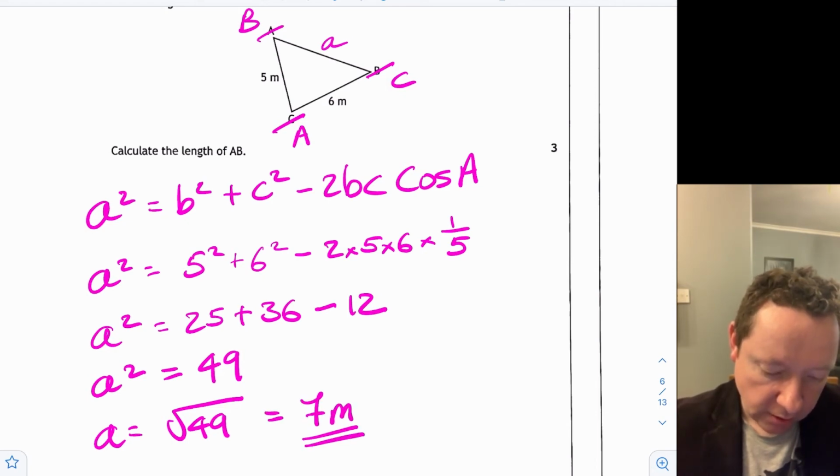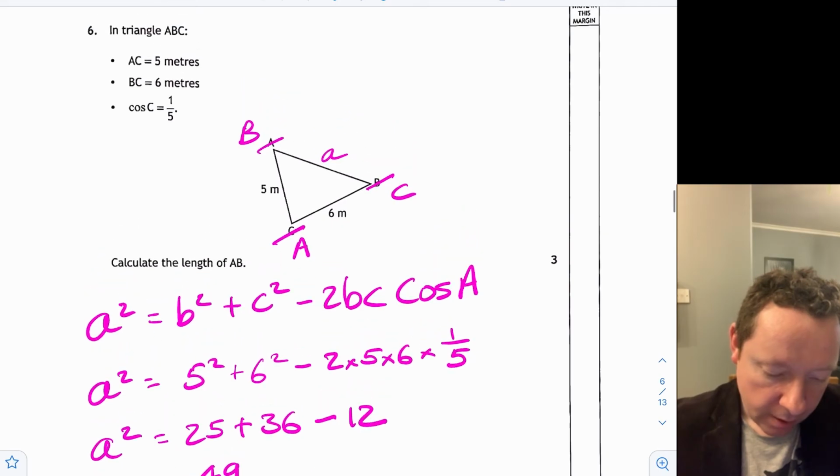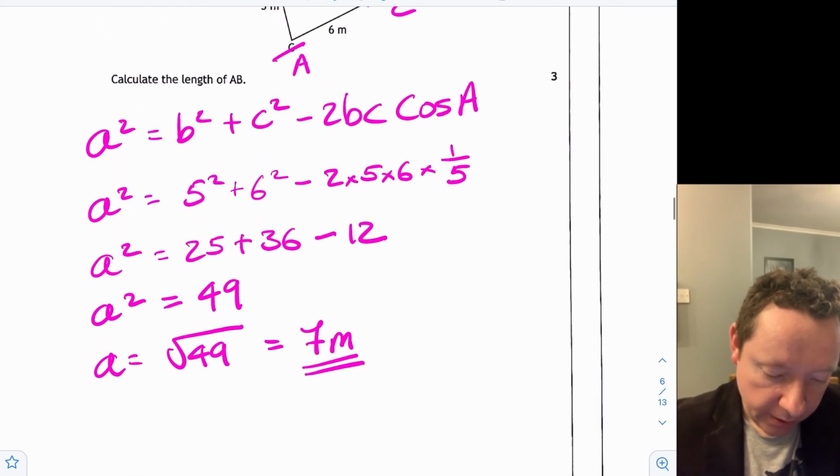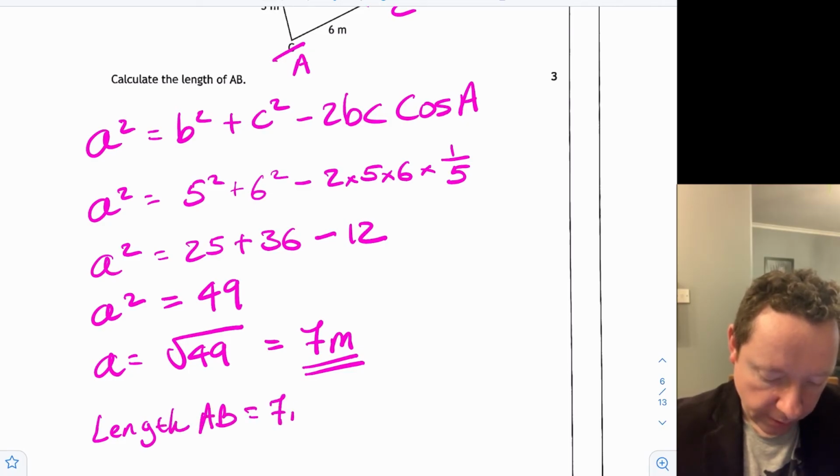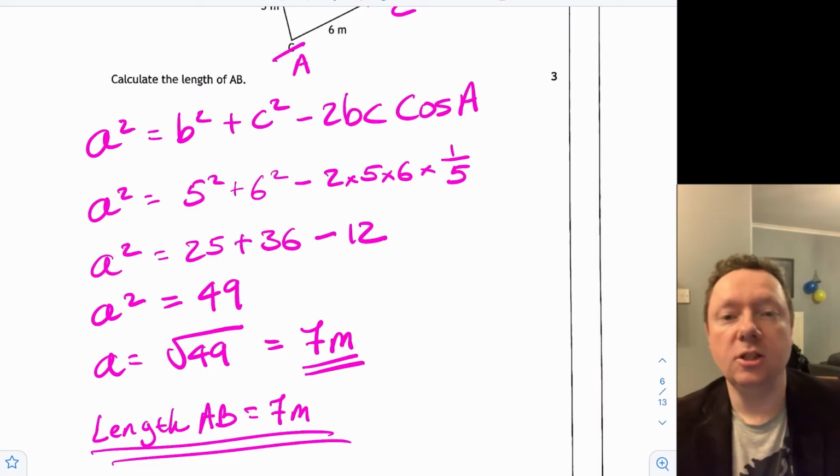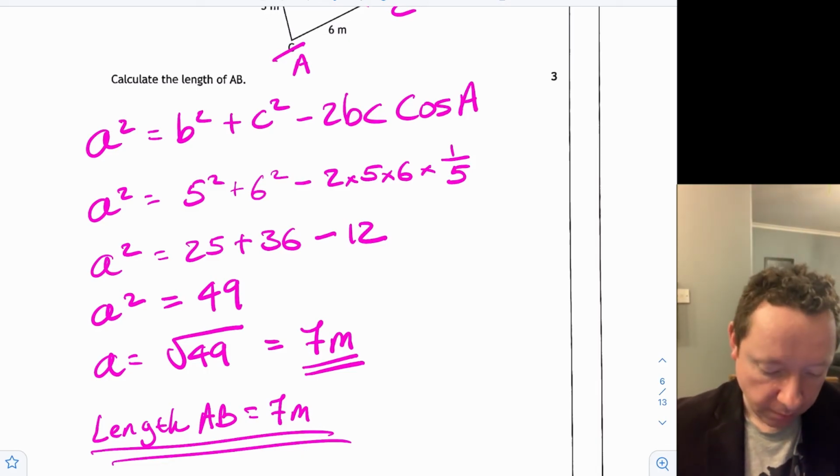And then just to answer the question, it says calculate the length of AB. Length of AB equals 7 metres. And that's just to be on the safe side because I've relabelled the sides, but you'll probably be fine if you didn't do that.